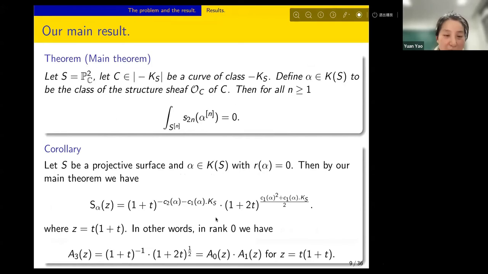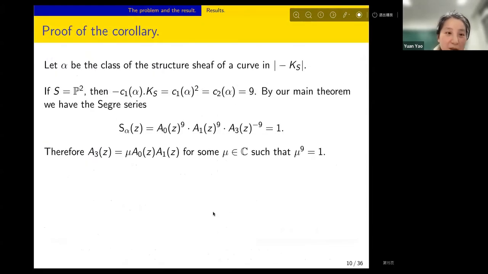I will explain. It's not difficult, it's very easy and very direct. So you compute. The series depends on the C1, the second number of C1 with this canonical line bundle. So you compute everything together.